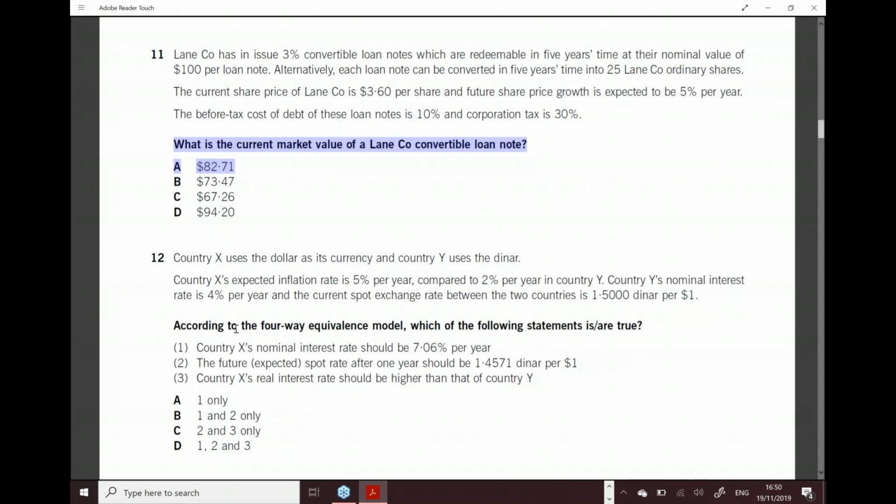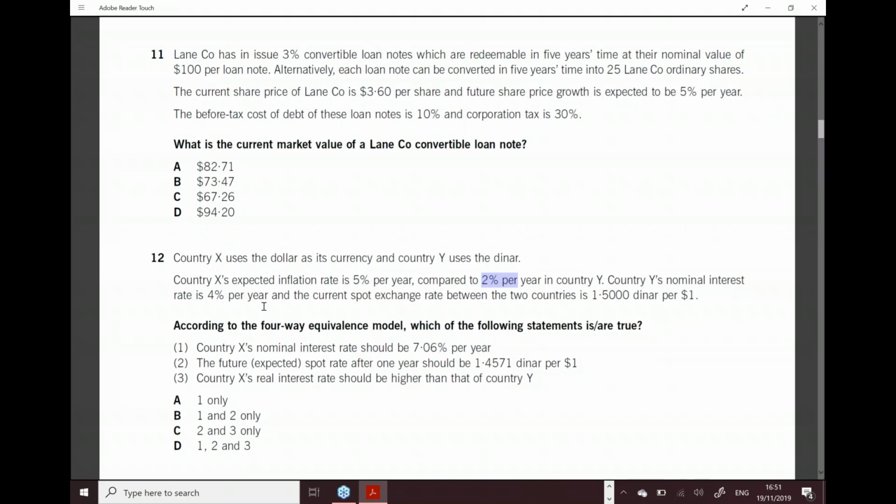So I already know country X's inflation rate, and I also know country Y's inflation rate, and I know country Y's nominal rate of return. If I know country Y's nominal rate of return and inflation rate, I can work out the real rate of return through the Fisher equation. And if the four-way equivalency holds, the real rates of return between both these two currencies should be the same. Through that I can work out the nominal rate of return for country X.